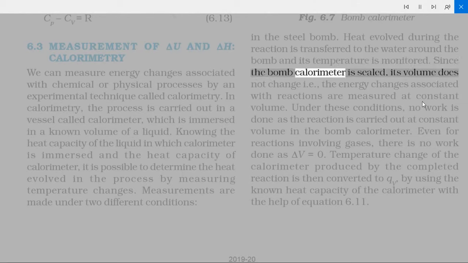Since the bomb calorimeter is sealed, its volume does not change, i.e., the energy changes associated with reactions are measured at constant volume. Under these conditions, no work is done as the reaction is carried out at constant volume in the bomb calorimeter. Even for reactions involving gases, there is no work done as ΔV = 0. The temperature change of the calorimeter produced by the completed reaction is then converted to qV by using the known heat capacity of the calorimeter with the help of equation 6.11.